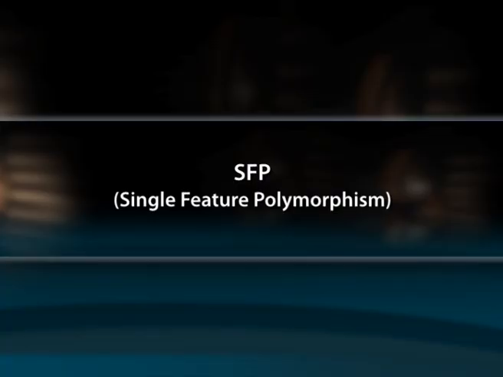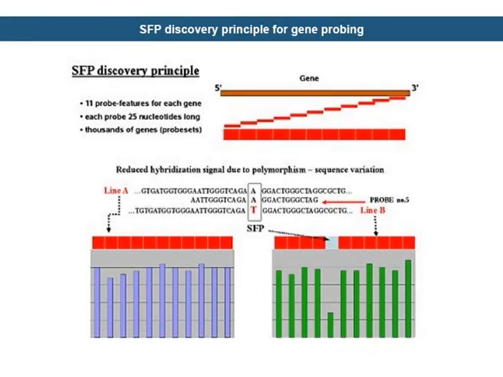Ninth one, single feature polymorphism or SFP. SFPs are microarray based molecular markers that are detected by hybridization of DNA or cRNA to oligonucleotide probes. Individual SNPs may also directly contribute to phenotypic variation if they are in an intragenic or promoter region and can be used as perfect markers for genes or traits of interest.